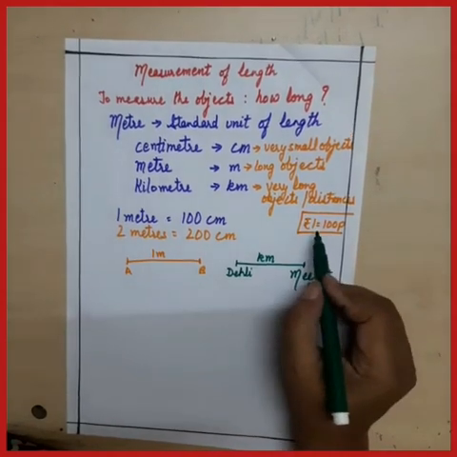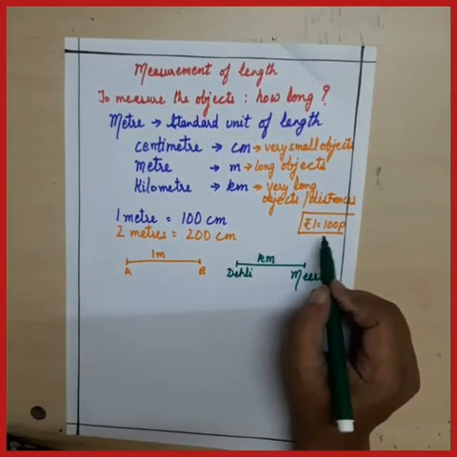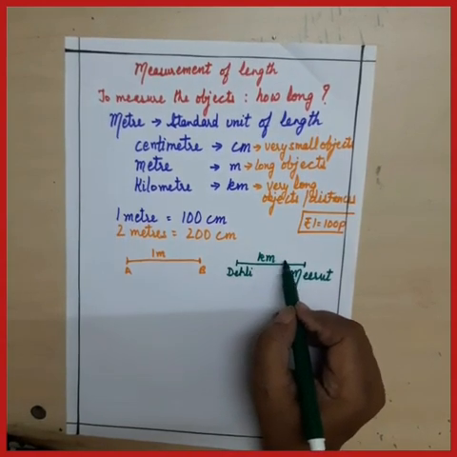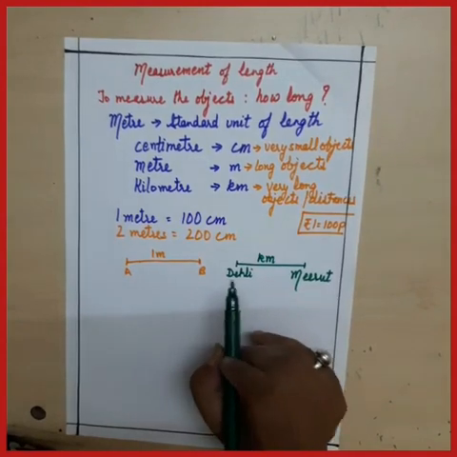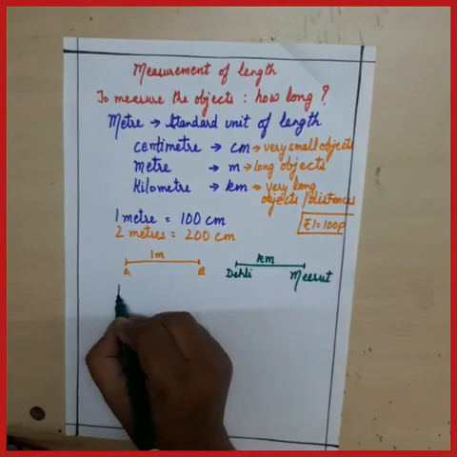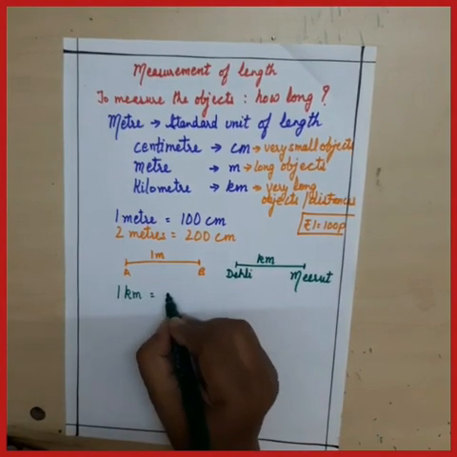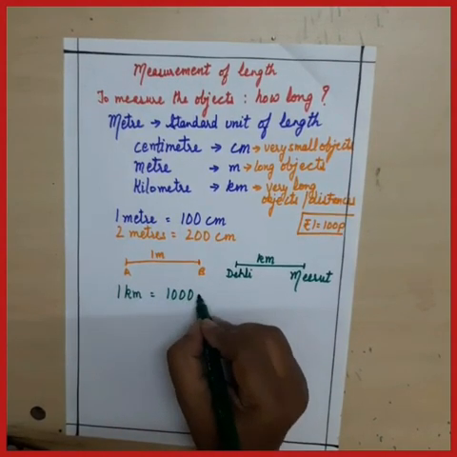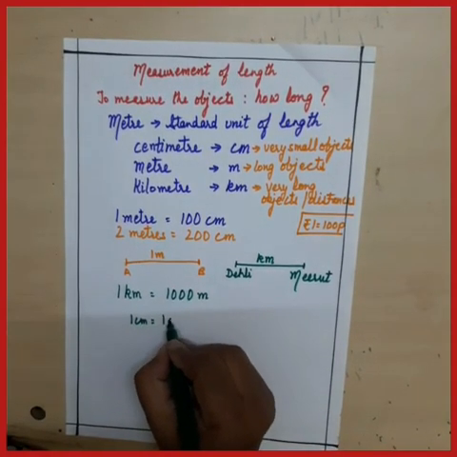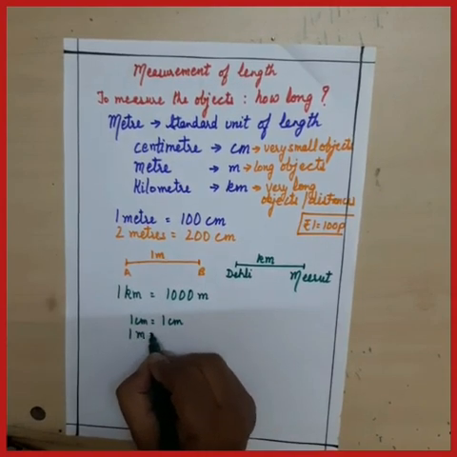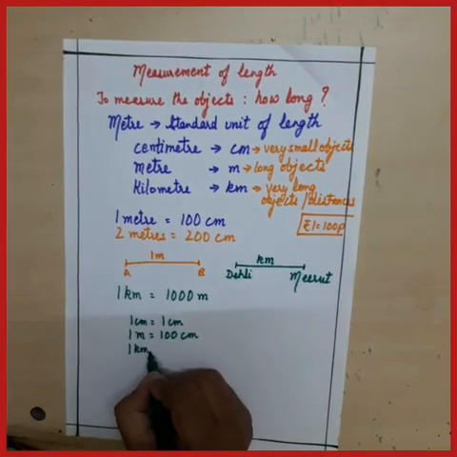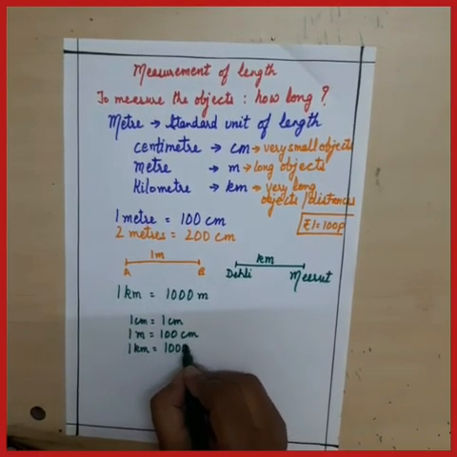Like we had rupees and paisa, they are a combination of a bigger and a smaller unit. Similarly, we can measure in kilometers with some part of it in meters also. Now, like I said, 1 meter is equal to 100 centimeters. Similarly, 1 kilometer is equal to 1000 meters. So, what we can say? 1 centimeter is equal to 1 centimeter. 1 meter is equal to 100 centimeters. And 1 kilometer is equal to 1000 meters.